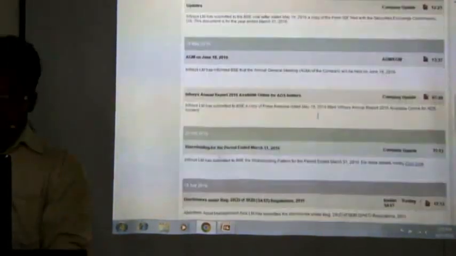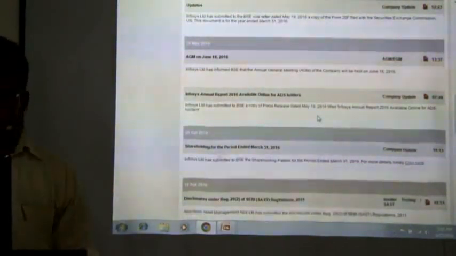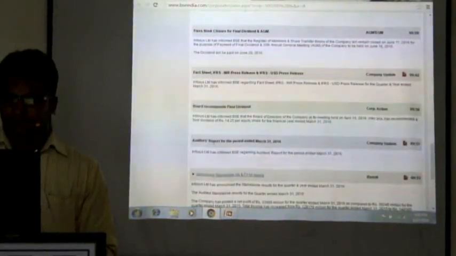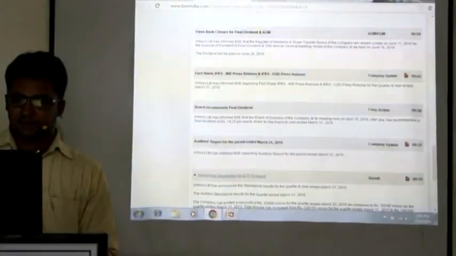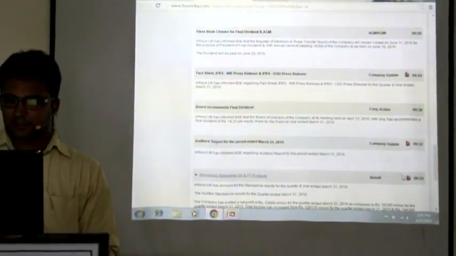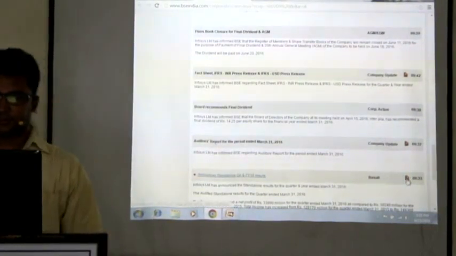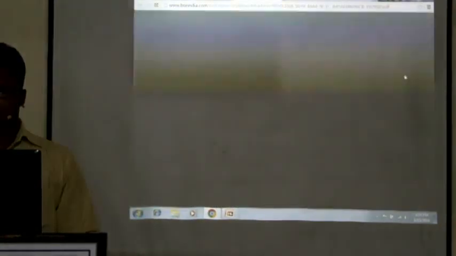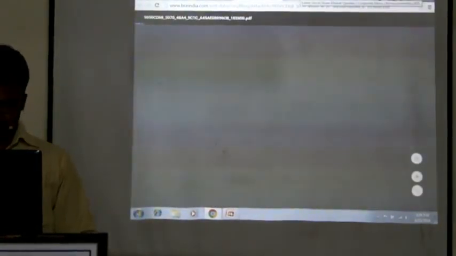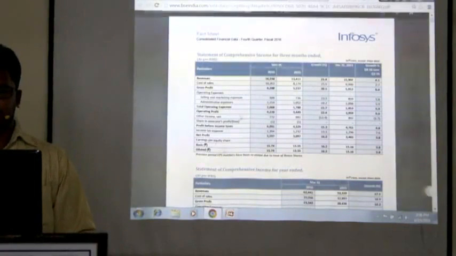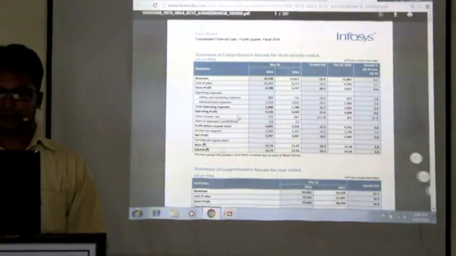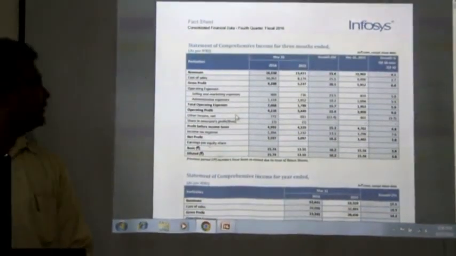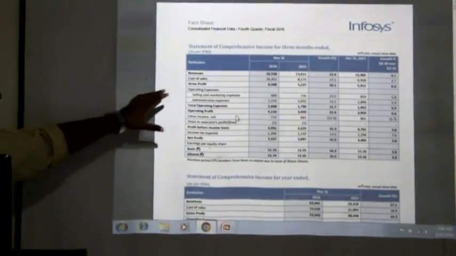So we are concerned about this particular data of the company, and hence we'll look for the fact sheet presented by Infosys, or else we can open the consolidated or maybe standalone results of the company. When we click on the PDF file, we'll be able to see the fact sheet of the company. In the fact sheet, Infosys has presented the income statement of the company.